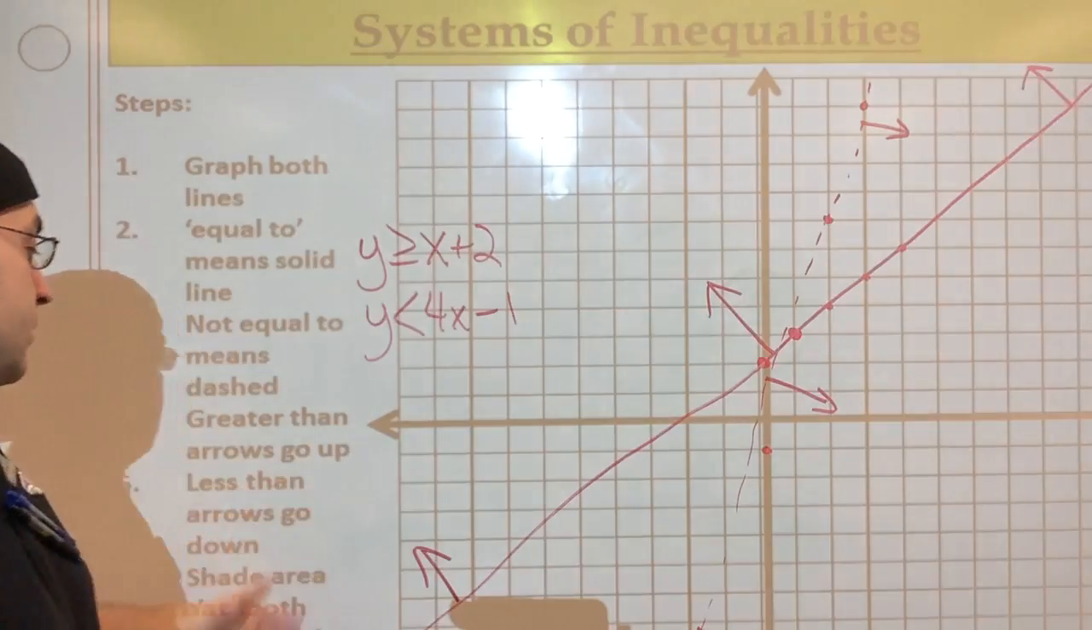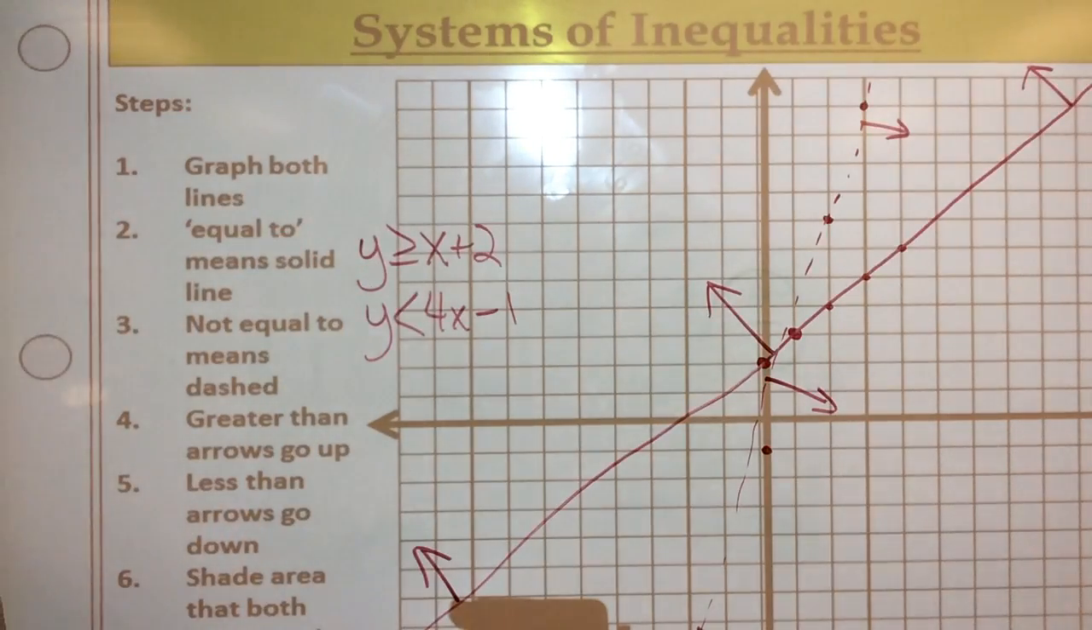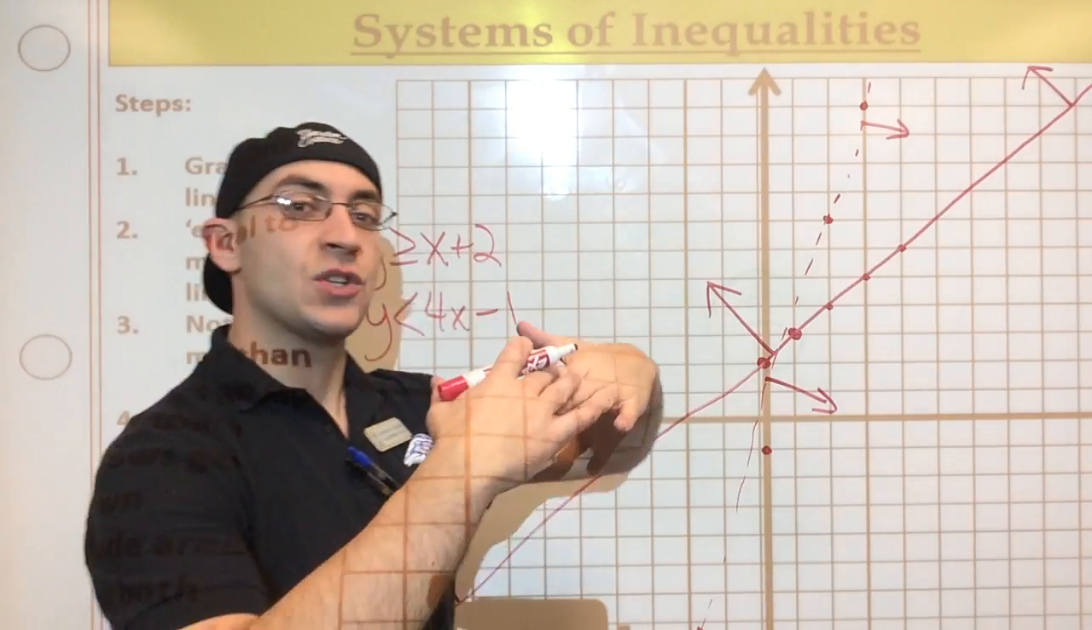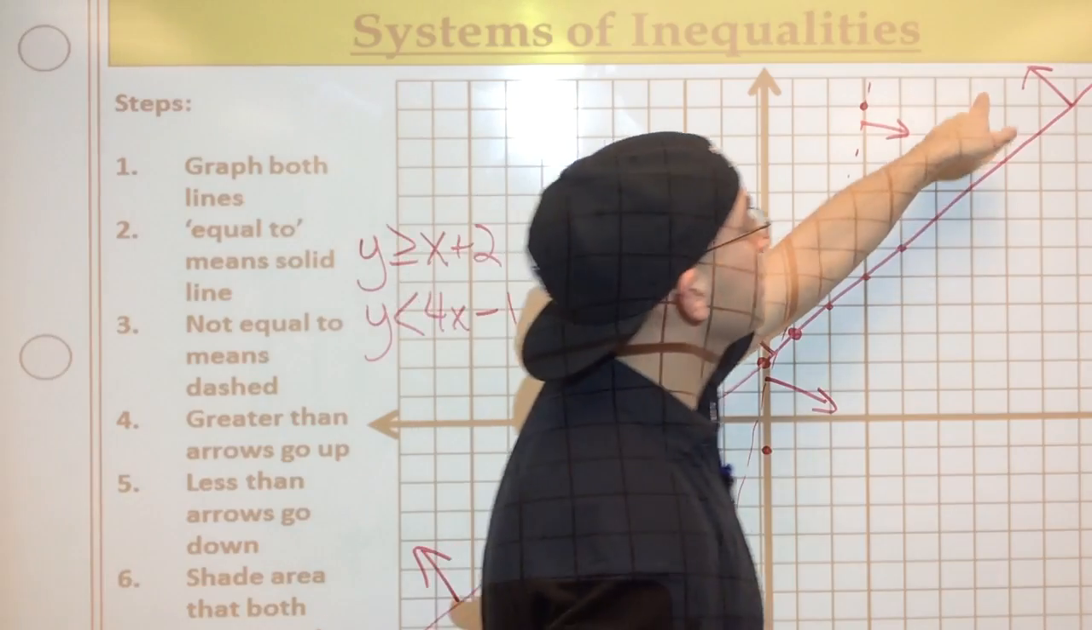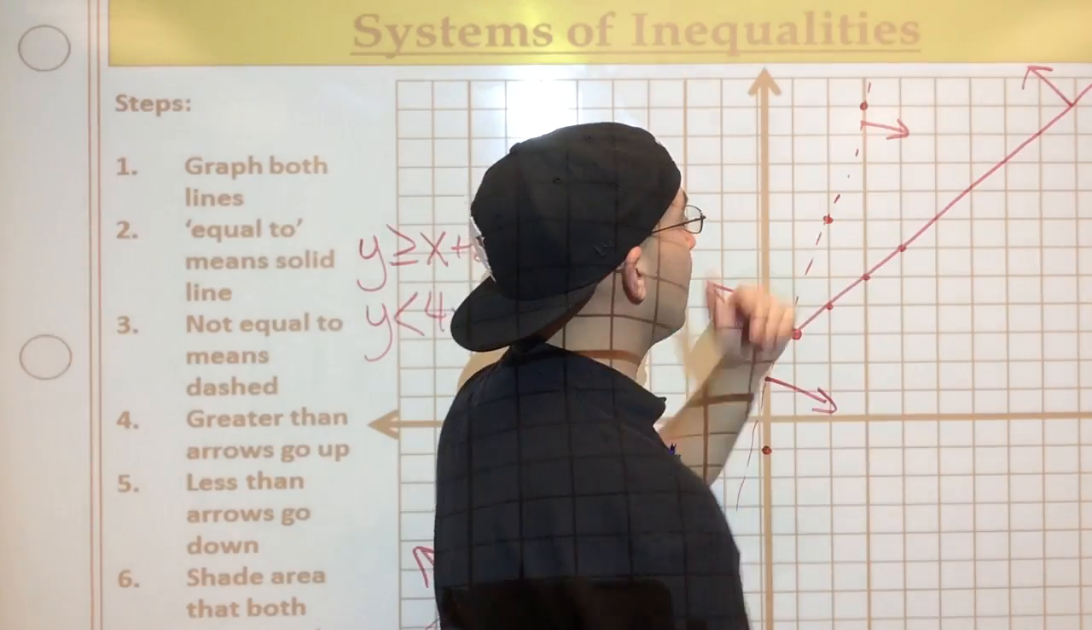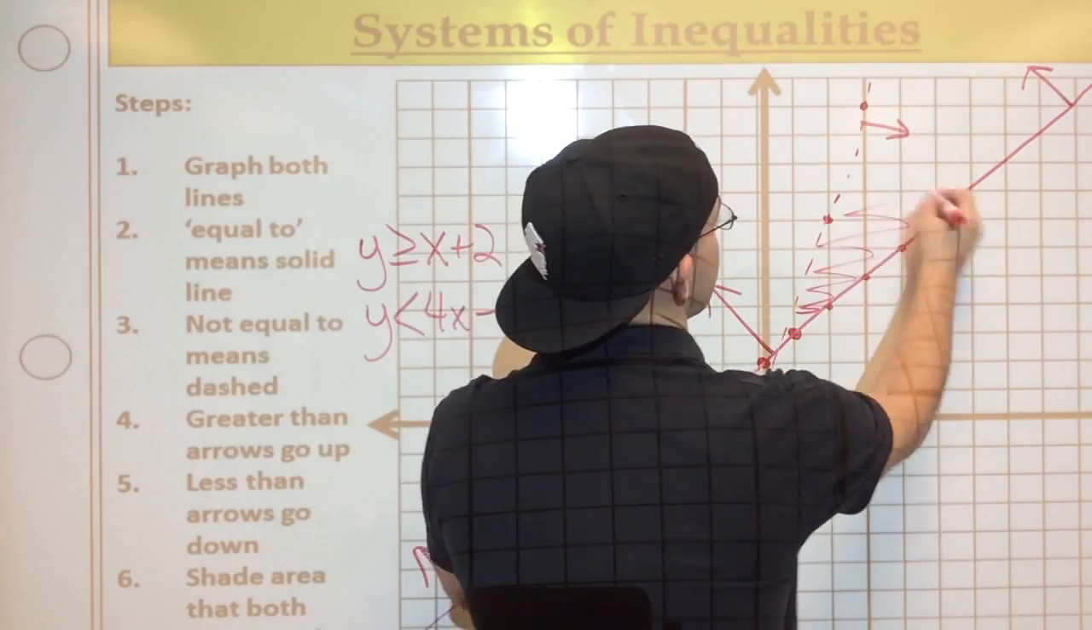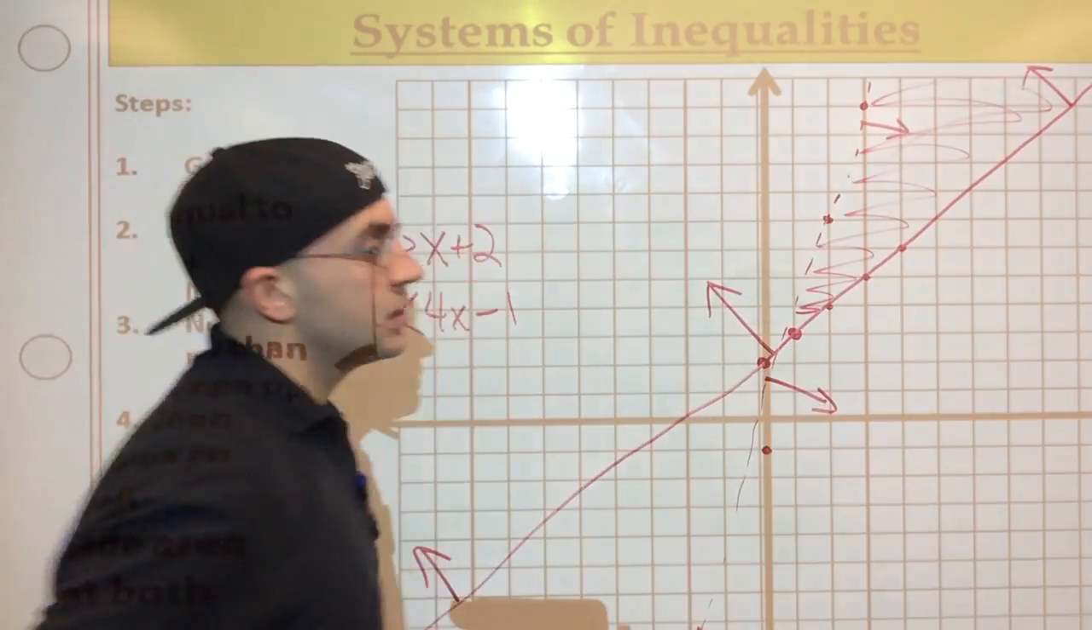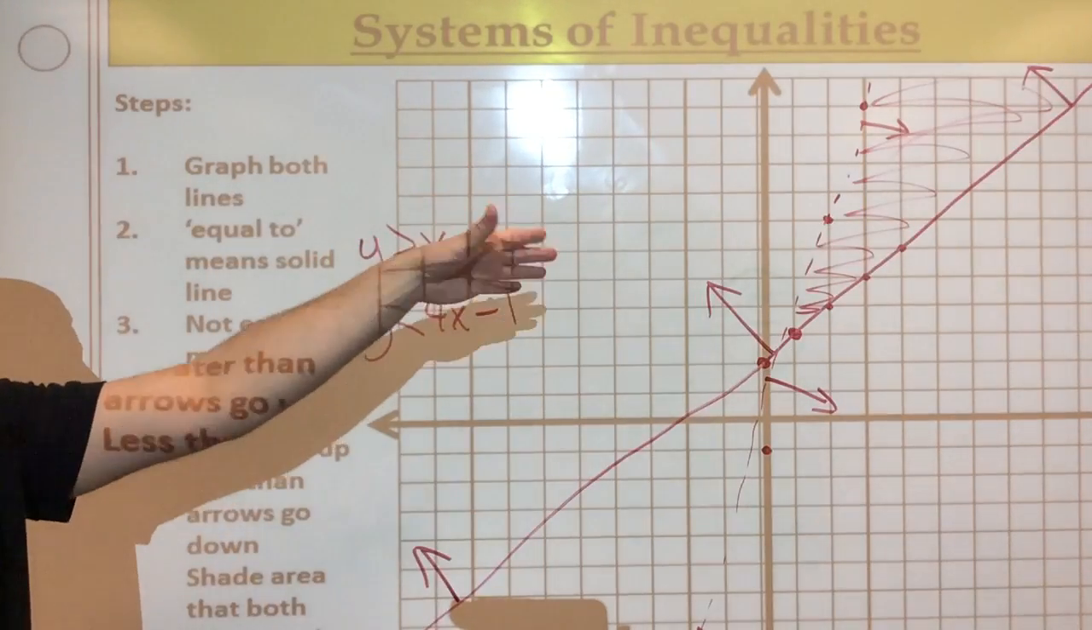Now, the answer to a system of inequalities is where both arrows point towards each other. Here is clearly this area where both arrows point together. This is the answer. This is the solution to the inequality. It's any point that's there.